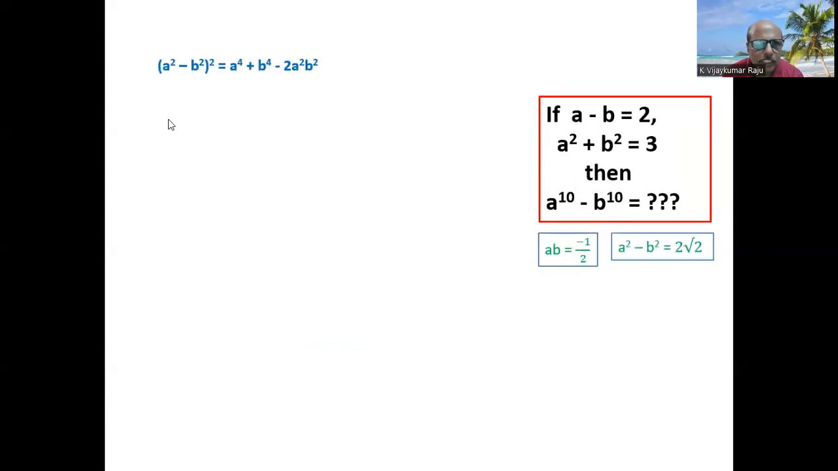Now see the third identity. a square minus b square whole square is equal to a raised to 4 plus b raised to 4 minus 2a square b square. We are using the a minus b whole square identity only. Now let's put the values. a square minus b square I have just calculated, so this value I know. And this could be written as ab whole raised to 2. So it will be this way. Now let's put these values. So it is 2 root 2 whole square.